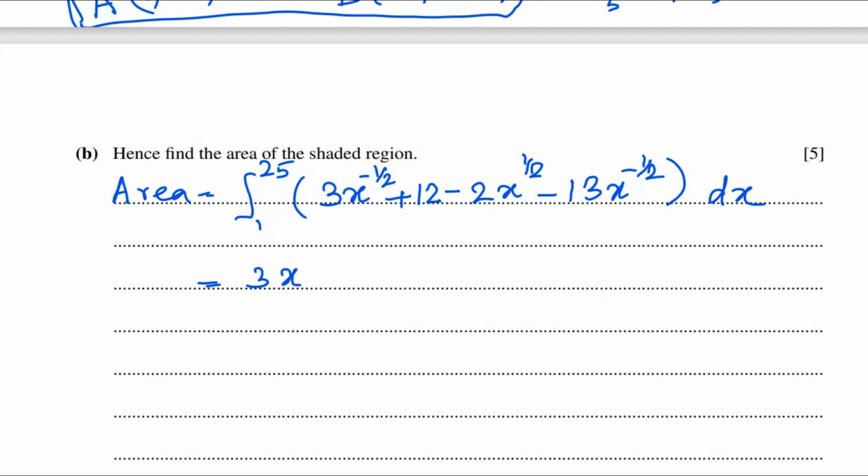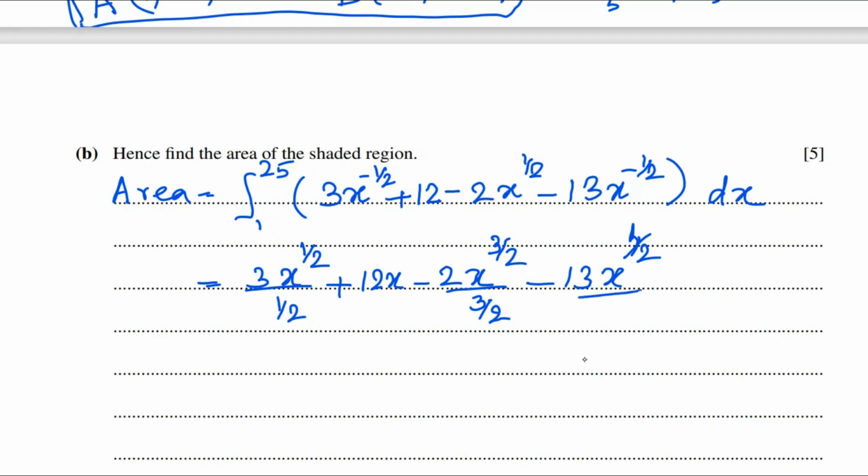3x power negative 1 over 2 plus 1 will be positive 1 over 2 divided by 1 over 2, plus 12x, minus 2 multiplied by x power 1 over 2 plus 1 will be 3 over 2 divided by 3 over 2, minus 13x power 1 over 2 divided by 1 over 2, and the limit is 1 to 25.